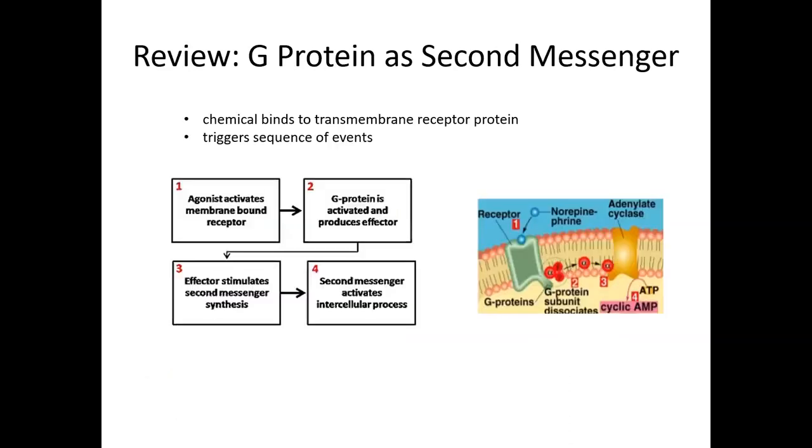At this point, I want you to pause and take a second and review how G protein acted as a second messenger, because that's going to be important for a type of synapse we're going to talk about shortly.